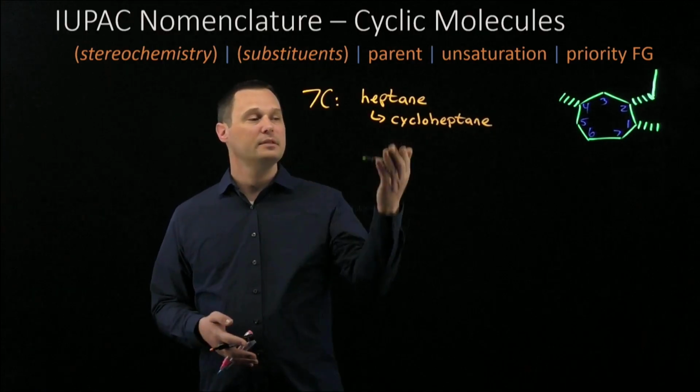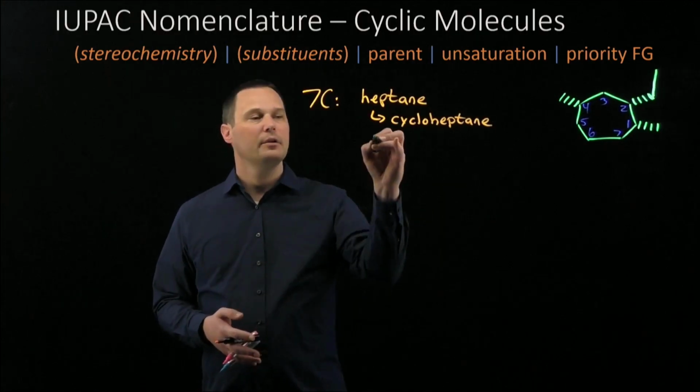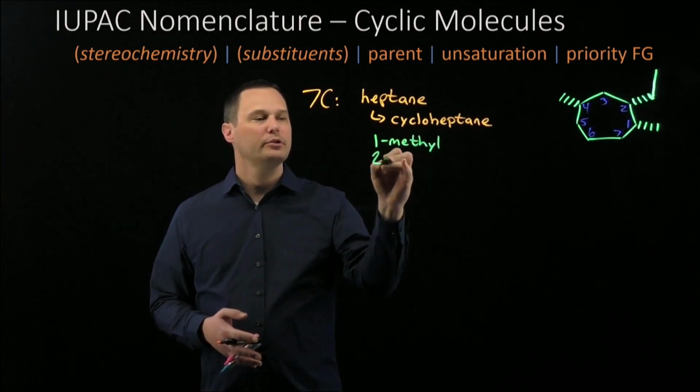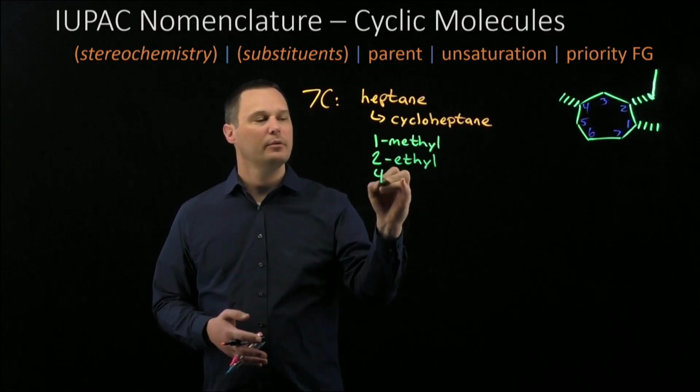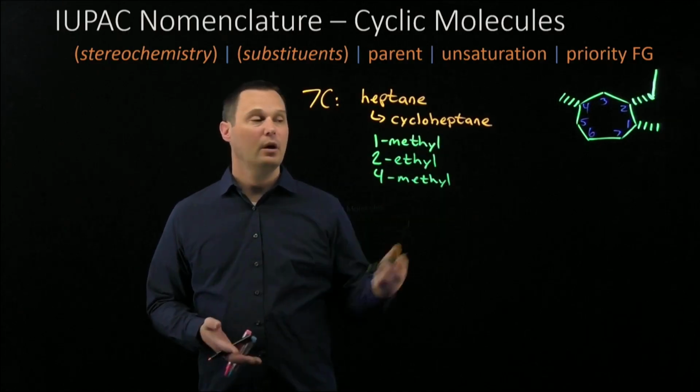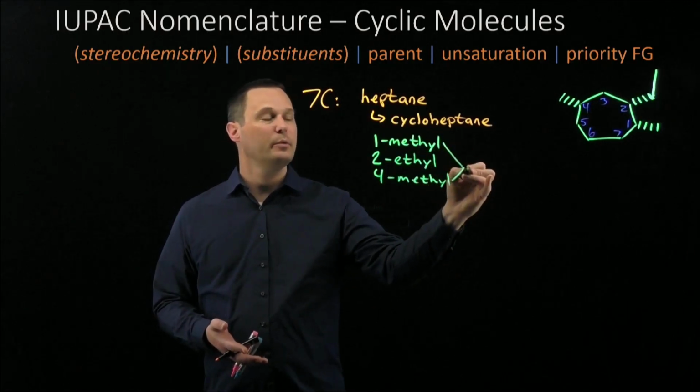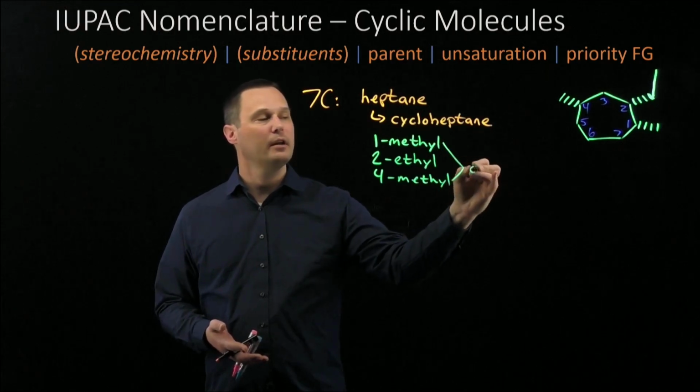The next step is to list the substituents and their locations. On carbon number 1, we have a methyl group. On carbon number 2, we have an ethyl group. And on carbon number 4, we have another methyl group. Recall that when we have 2 identical substituents, we bring them together with a numeric modifier and call it dimethyl.